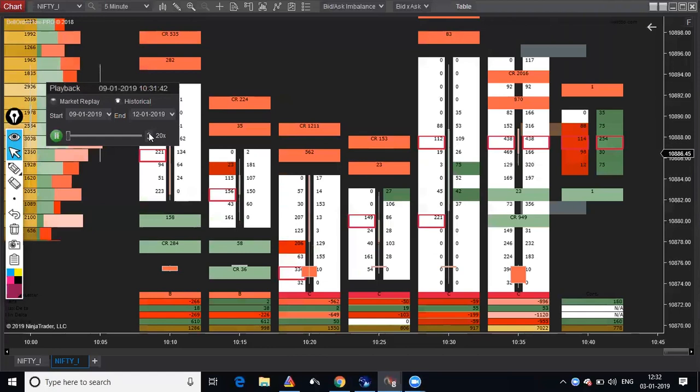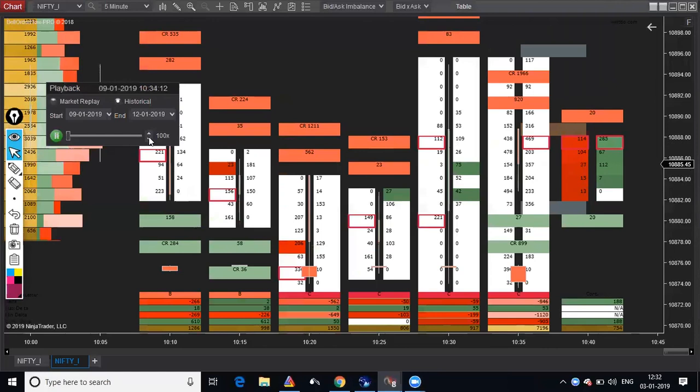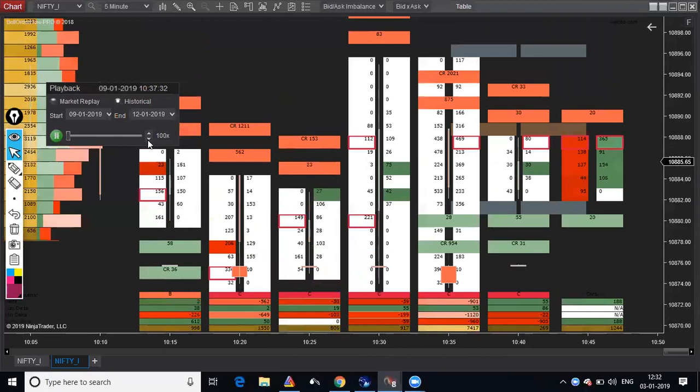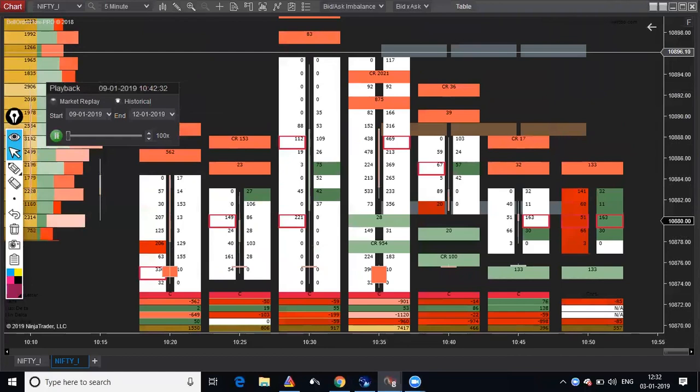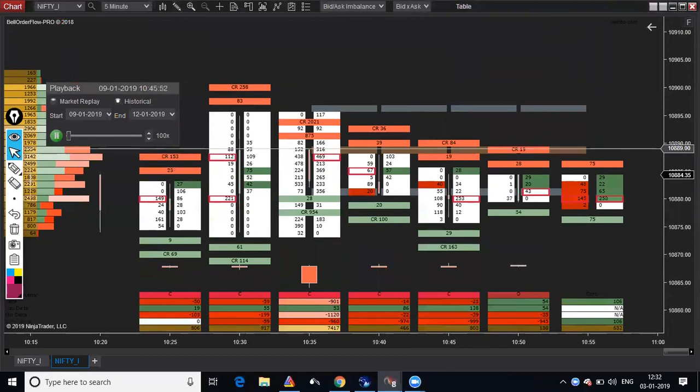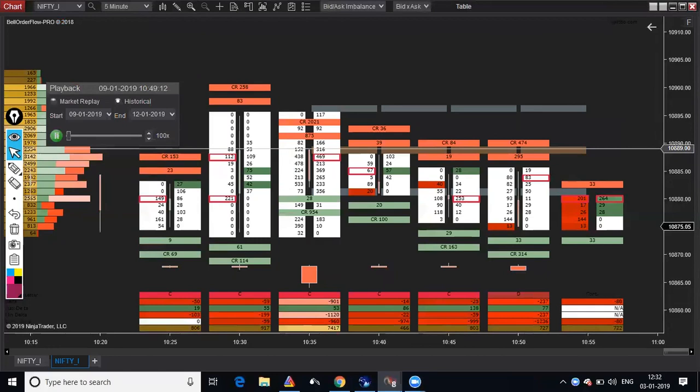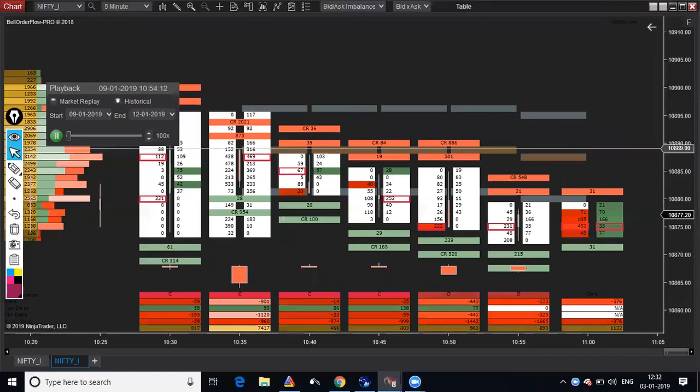So I'm running at a 100x speed. I'm going to slow down around 12 o'clock. From there onwards, we'll look into it.